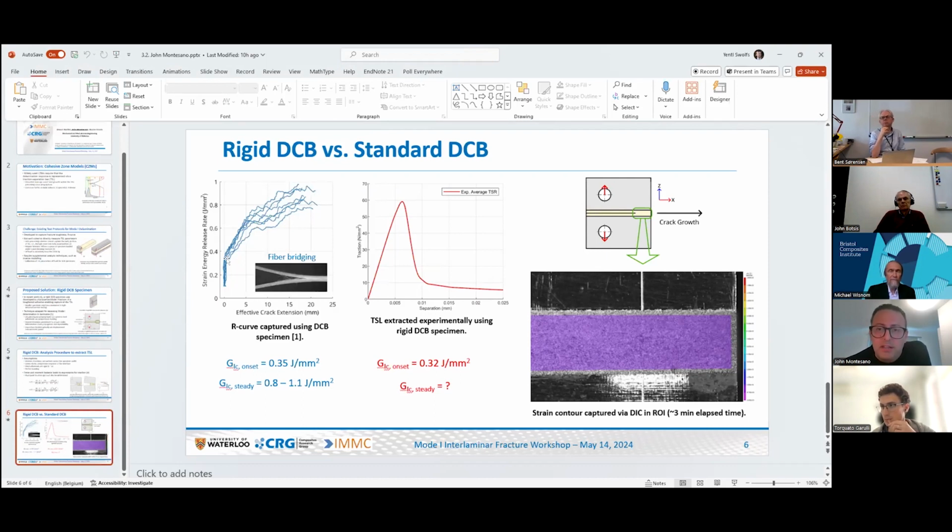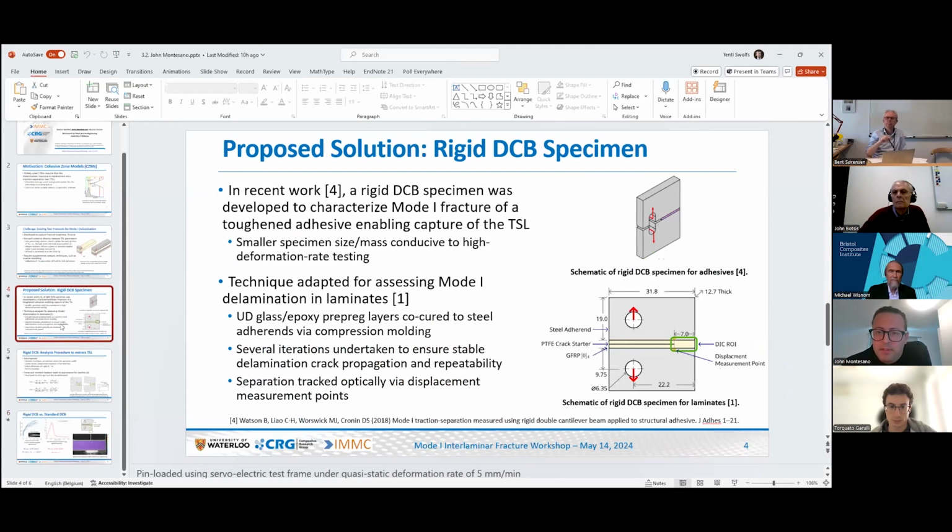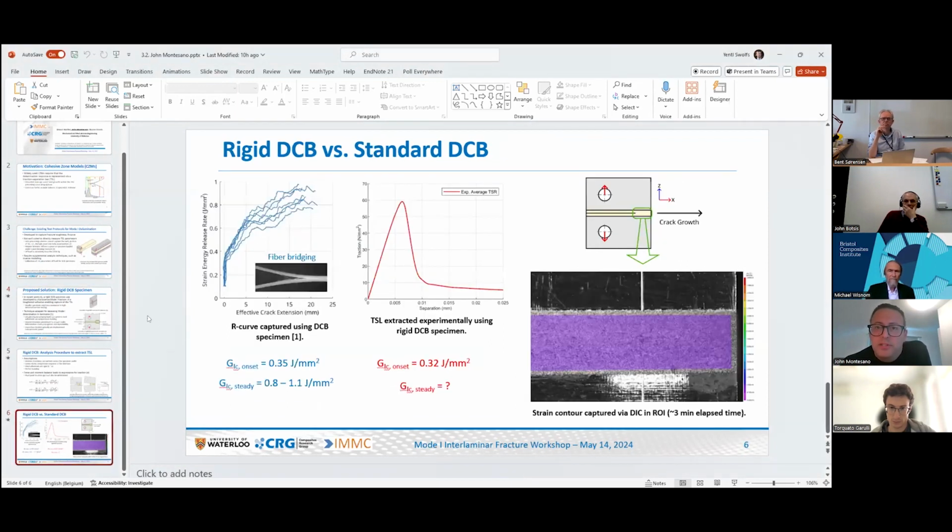And that's mainly because of the ligament that you see in the image above the strain contour. The ligament is only about 7 millimeters long. And if we go back one slide or two slides rather, Yentl, the dimensions shown here. Yeah, you can see the dimension here of 7 millimeters. So it's quite short in this particular specimen. So we weren't able to capture fiber bridging. And part of the next step is to look at increasing the size. But as I mentioned on this slide, we were trying to maintain a small specimen size and mass because the goal down the road is to do testing at high rates of deformation.